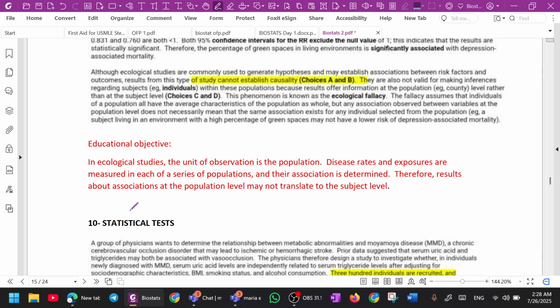In ecological studies, the unit of observation is the population. Disease rates and exposure are measured in a series of populations and their association is determined. Therefore, results about association at the population level may not translate to the subject level. Okay, what does it mean?